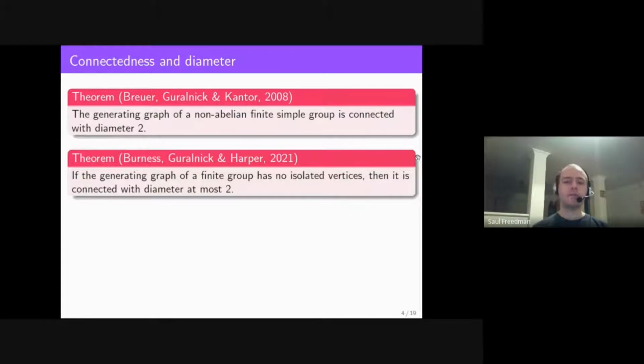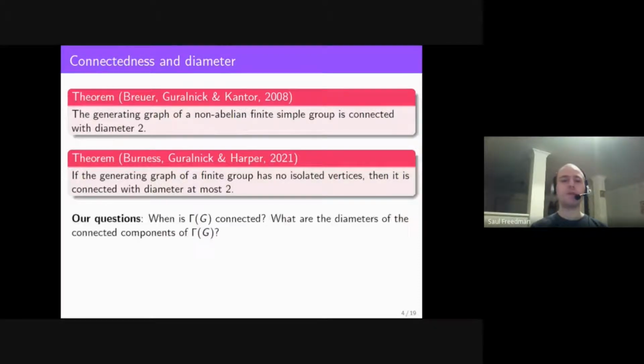And so this naturally leads to the question, what can we say in the case of gamma of G? In particular, when is gamma of G connected? And whether or not it is connected, what are the diameters of its connected components? I'll note that gamma of G is a naturally defined proper subgraph of the complement of the generating graph. Since the generating graph often has a very small diameter, you may expect that gamma of G must have a very large diameter. Actually, we'll see that the diameter of gamma of G in general is quite small, and it's often as small as possible.